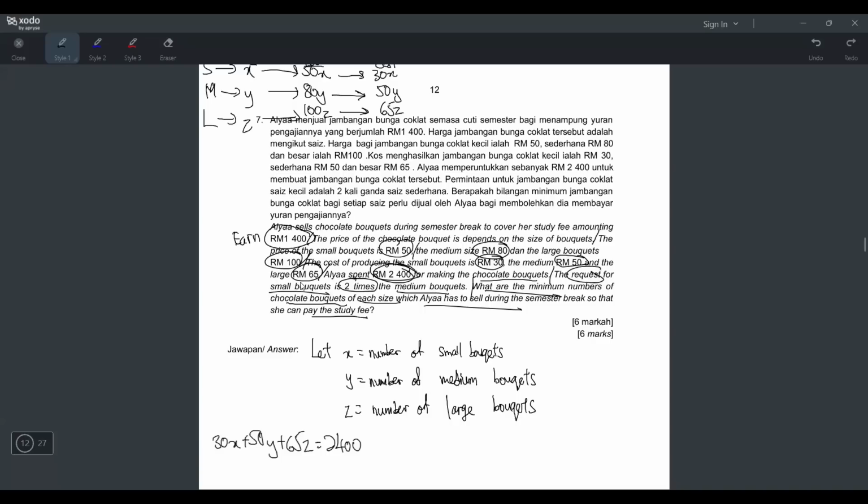So what is the number of small bouquet? X. Okay. And then they say X is what? 2 times the number of medium bouquet. So X equals 2y, because medium bouquet, you use Y to represent, right?